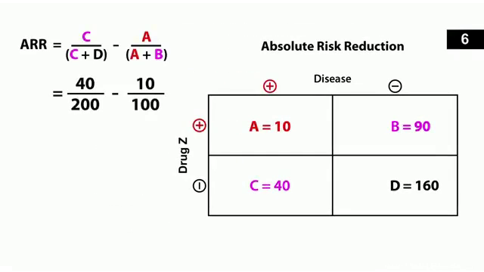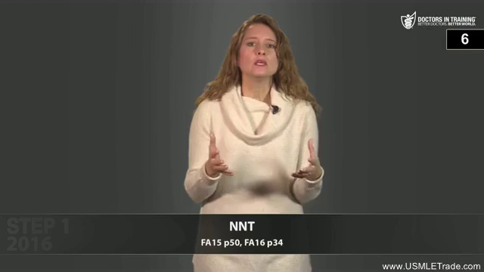So the equation C over C plus D minus A over A plus B comes out to 40 over 200 minus 10 over 100, or 0.2 minus 0.1. So the absolute risk reduction with the study drug is 0.1, or 10%. Then what is the number needed to treat? Remember, the number needed to treat is 1 over the absolute risk reduction. Therefore, the number needed to treat in this question is 1 divided by 0.1, which is 10. Therefore, you would need to treat 10 patients to prevent 1 case of diabetes.